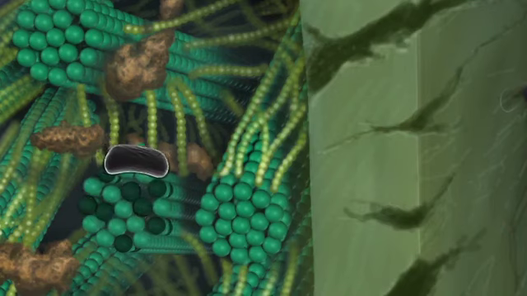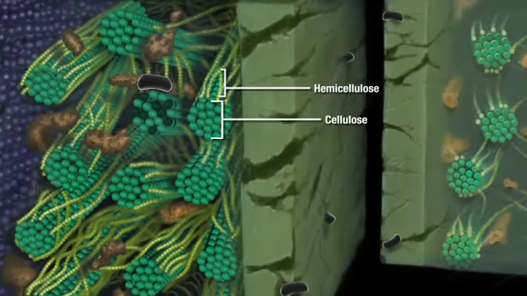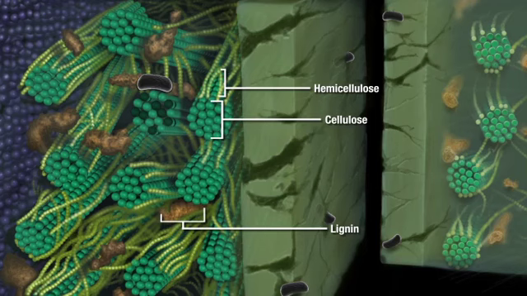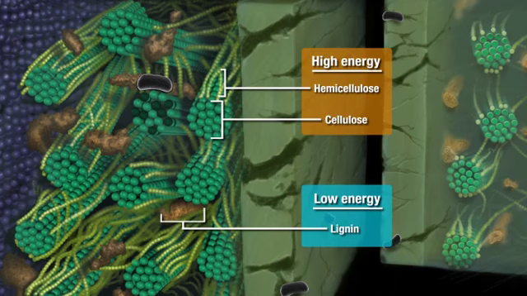The three main structural components of a leaf that microbes break down are cellulose, hemicellulose, and lignin. Microbes attack these high-energy foods, such as cellulose and hemicellulose, first. Lignin is a low-energy food, which shields cellulose and hemicellulose. Microbes only attack lignin as a last resort to get the protected high-energy food.